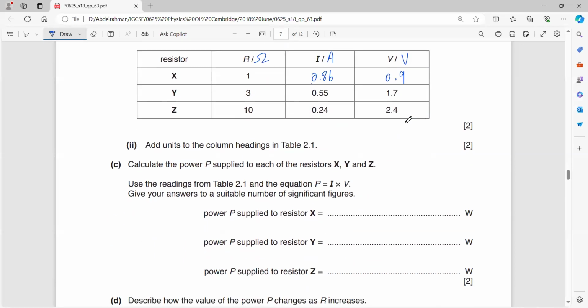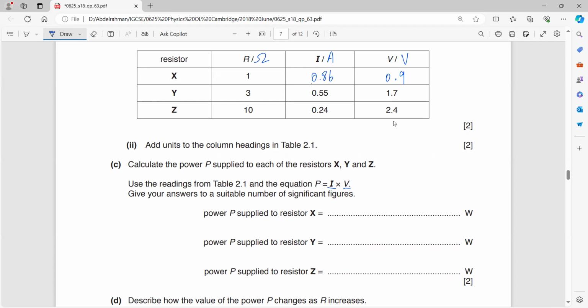Calculate the power supplied. He gave me the equation P equals IV. Power supplied to resistor X, resistor Y and resistor Z. In each one, I'll just calculate the power. Can I calculate the power for X, Y, and Z? Current times voltage, that's it. So the first one is 0.86 times 0.9.